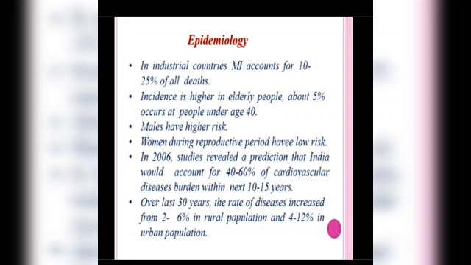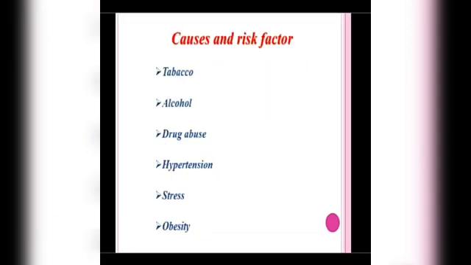Now the next is epidemiology. In industrial countries, MI accounts for 10 to 25% of all deaths, and it can be 5% under the age of 40. Males have a higher risk, and in women 40 to 60% of cardiovascular disease is seen. Over the last 30 years, 2 to 6% is included in the rural population and 4 to 12% in urban areas.